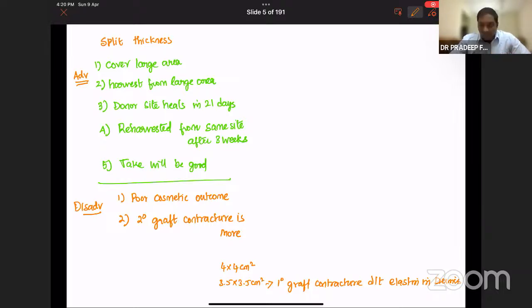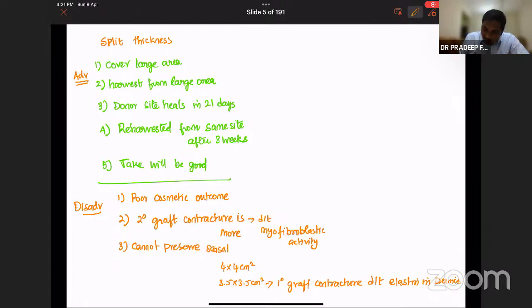The secondary graft contraction is due to myofibroblast activity. That is the phase of remodeling. The phase of remodeling has increased myofibroblastic activity, thereby causing wound healing as well as contraction. This myofibroblastic activity will have a very pronounced effect on the split thickness skin graft than the full thickness skin graft, thereby causing more secondary graft contraction, leading to poor cosmetic outcome. And the final disadvantage is that it cannot preserve sensation.